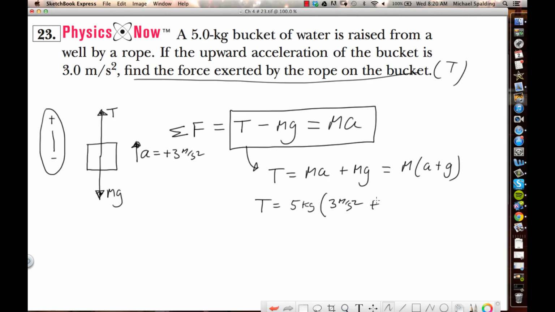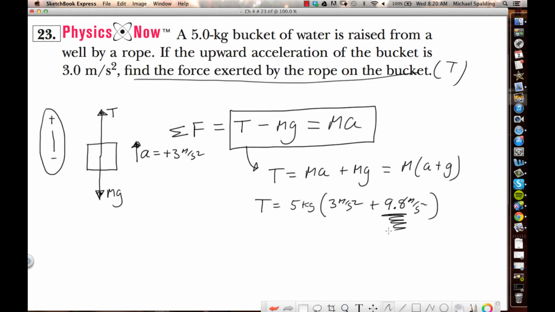In the textbook, you guys use 9.8. In class, I use 10 a lot, but this is a textbook problem, so we'll use 9.8. Now, guys, isn't gravity negative? See right here? Did I plug in 9.8 or negative 9.8?